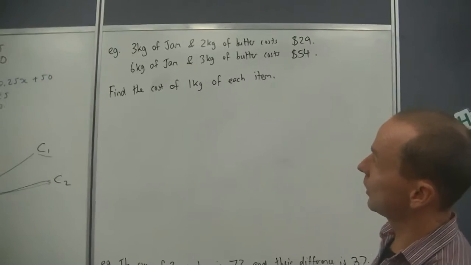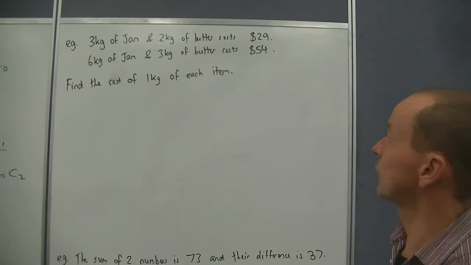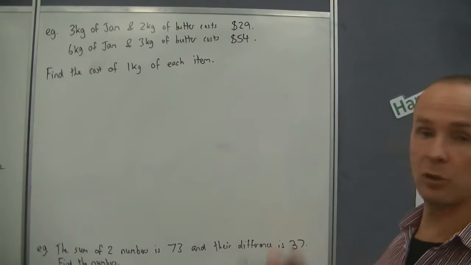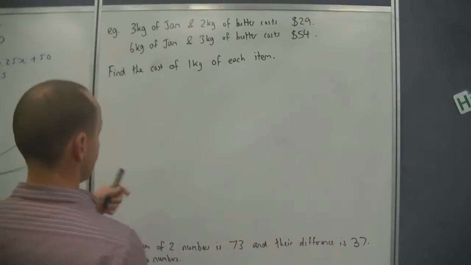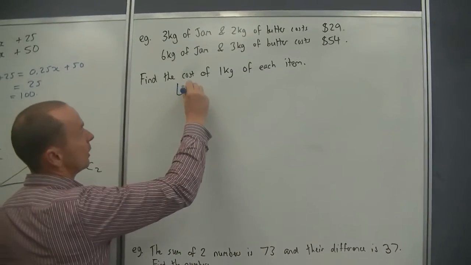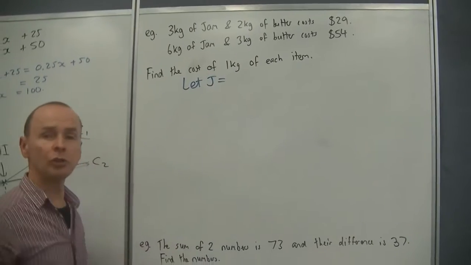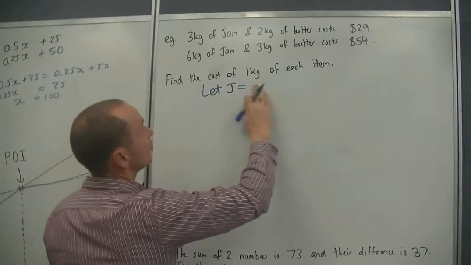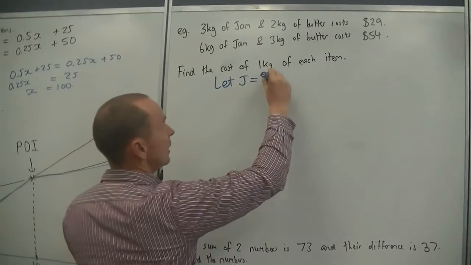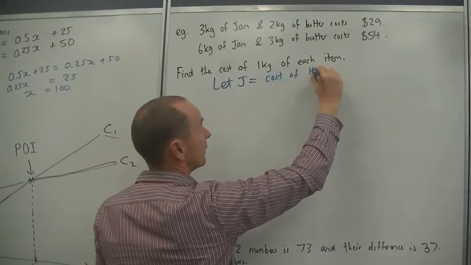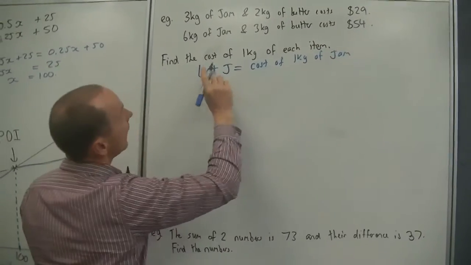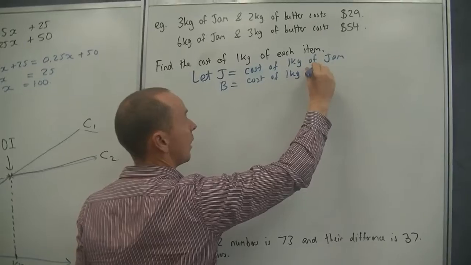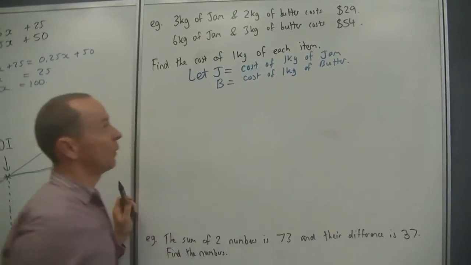These are pretty typical questions as well. 3 kilograms of jam and 2 kilograms of butter cost $29. 6 kilograms of jam and 3 kilograms of butter cost $54. Find the cost of each one for 1 kilogram. Alrighty, first thing we need to do is define the variables. It's pretty obvious. I'm going to say let J equal. Do not say let J equals jam. You will lose a mark for defining the variables. Let J equals, it says find the cost. J is the cost of 1 kilogram of jam. And let B equals the cost of 1 kilogram of butter.